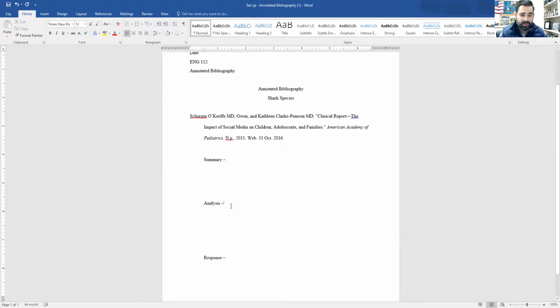If you say it's a bad source, automatically don't use it. And then a response. Your response is, how can this source benefit your report? So how will this source benefit your report? This source talks about shark species. Since I'm talking about the differences in sharks, this will be beneficial to my report. There you go. So you need to have probably 3 to 5 sentences total for your summary, analysis, response. 1 or 2 sentences each. And you need to do that for each of your sources.